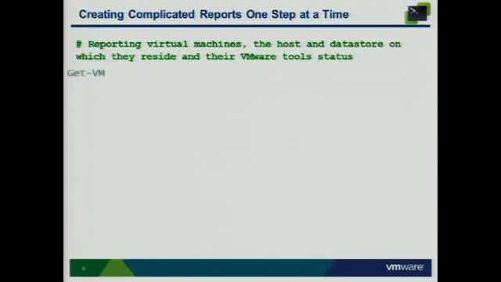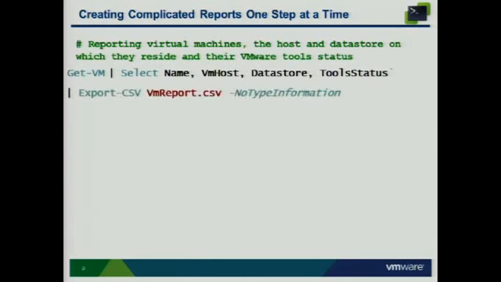Can we just do a Get-VM, select the properties in which we are interested, name, VMHost, datastore, and tools status, and save it into a CSV file as we have done in our two previous reports? No, we can't, because there is no datastore and there is no tools status property within the client-side virtual machine object. Yeah, I know I said that the objects which come as a result of the execution of a PowerCLI commandlet are rich. And they are rich, but not that rich.